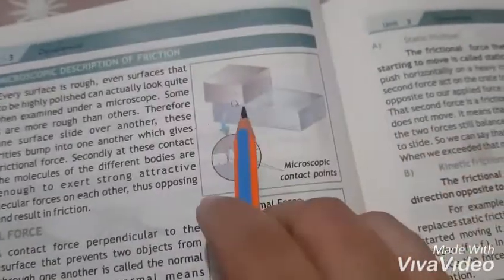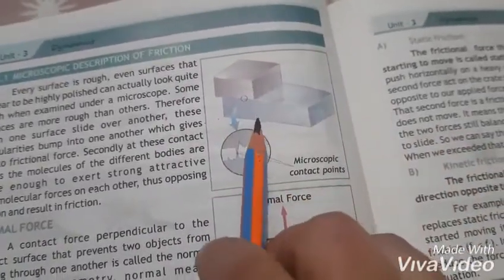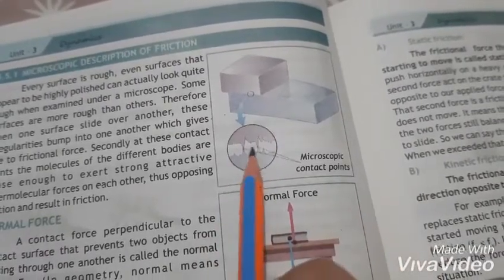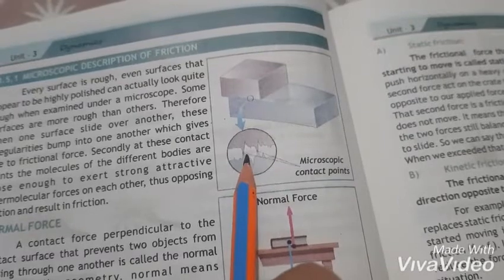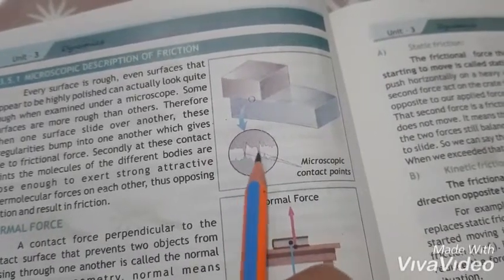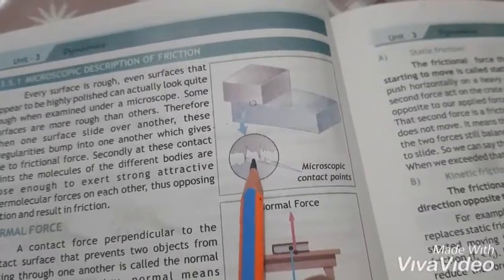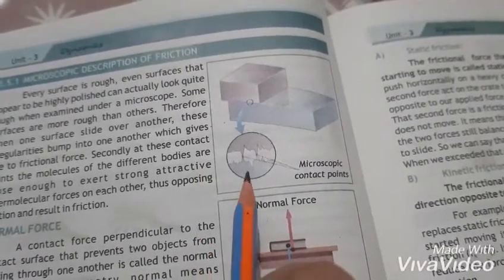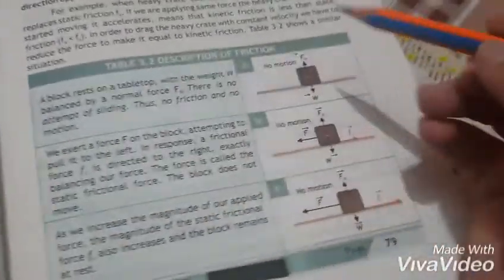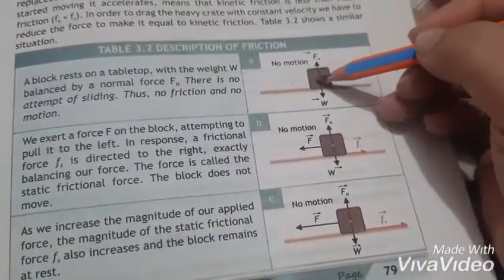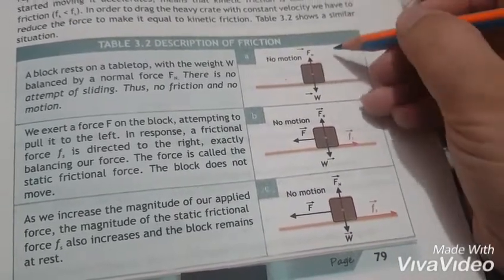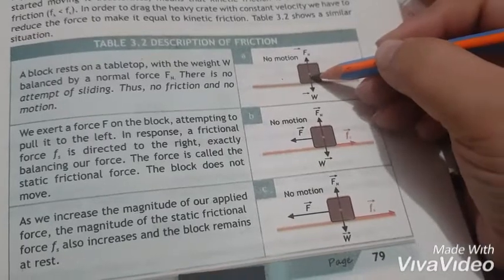If one object is sliding on the surface of another object, it means that there are some microscopic contact points between these two surfaces, and these points shown in the figure are responsible for creating friction. From this activity you can see that if an object is placed on the surface of a table or any other thing, then there are two kinds of forces acting on this object.